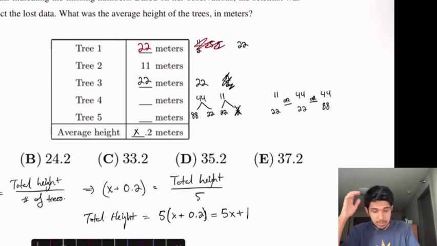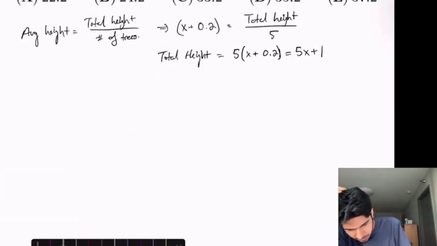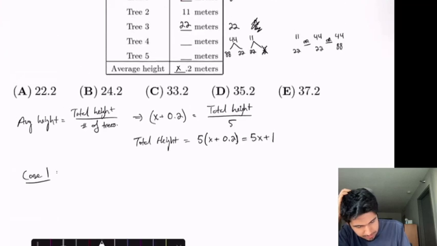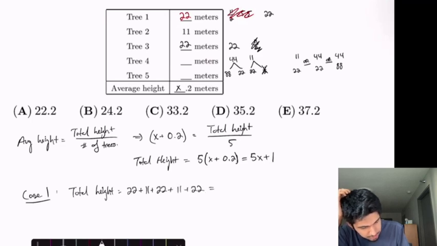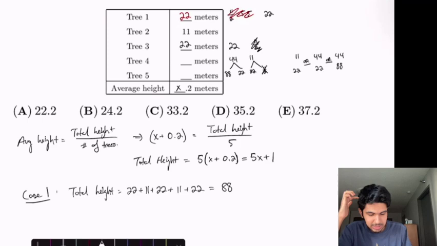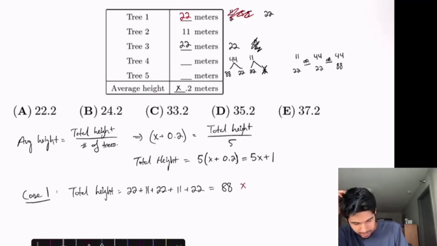Let's try it. So, case 1. Maybe I'll zoom out a little bit just to see. So the total height here would be equal to 22 plus 11 plus 22 plus 11 plus 22. That's equal to 88, which is not one more than a multiple of 5. Okay, let's try case 2.